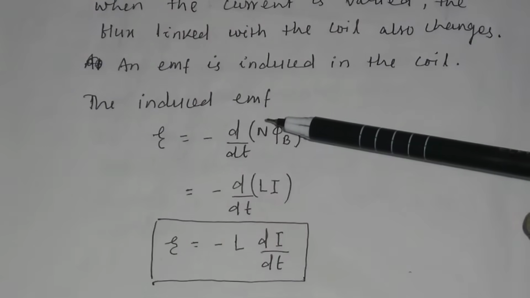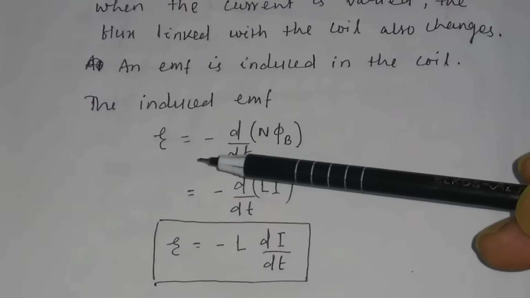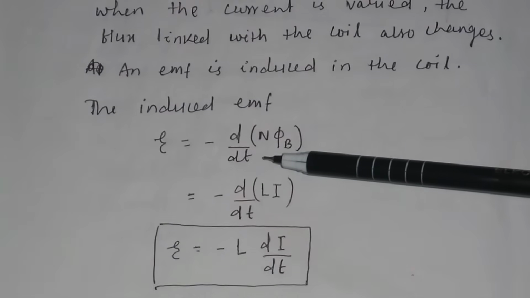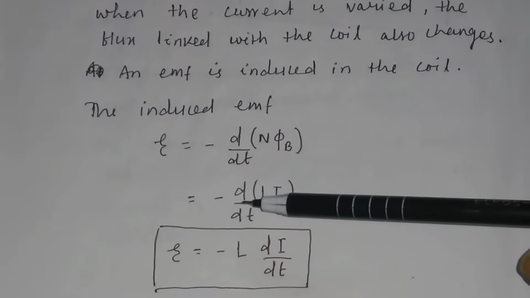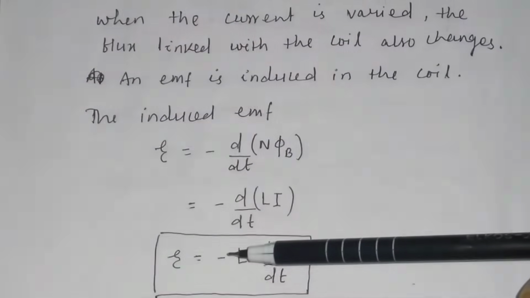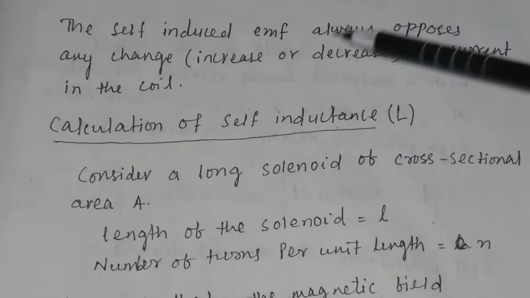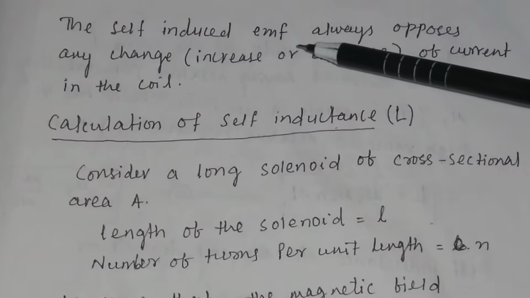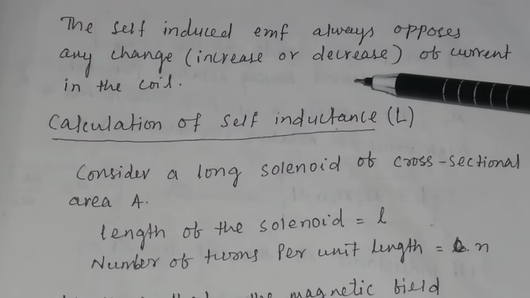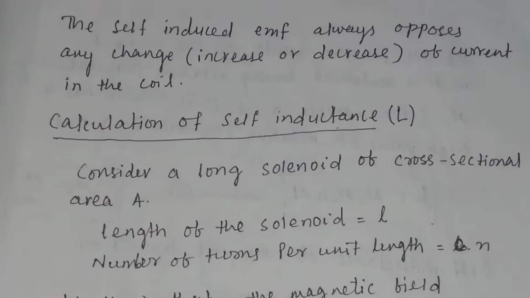According to Faraday's law of electromagnetic induction, the induced EMF E is equal to minus the rate of change of flux linkage with respect to time. So that is equal to minus the derivative of LI with respect to t. So E will be equal to minus L dI/dt. The self-induced EMF always opposes any change, that is increase or decrease, of current in the coil.